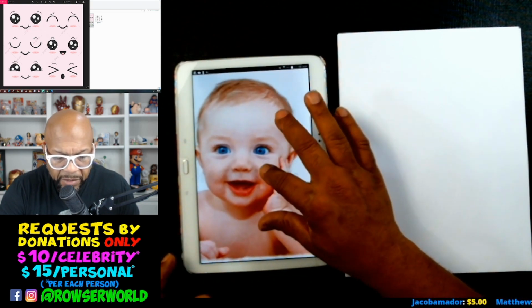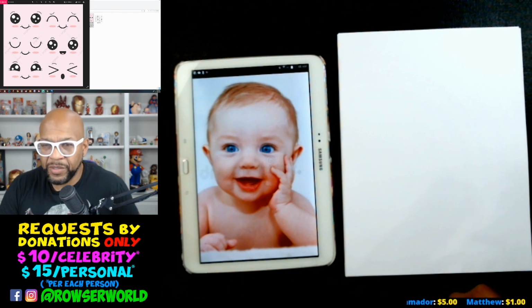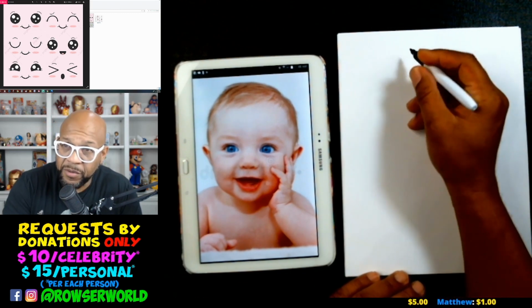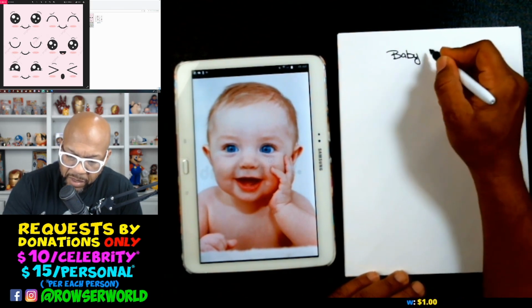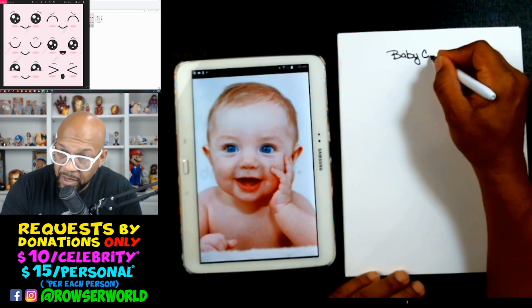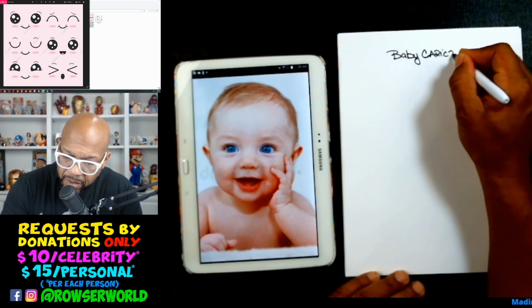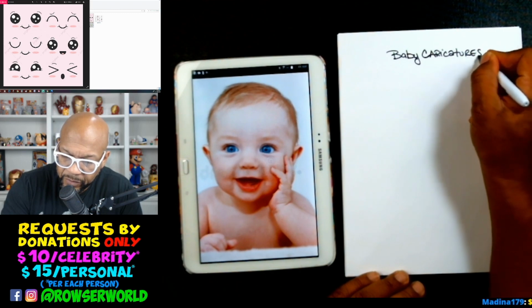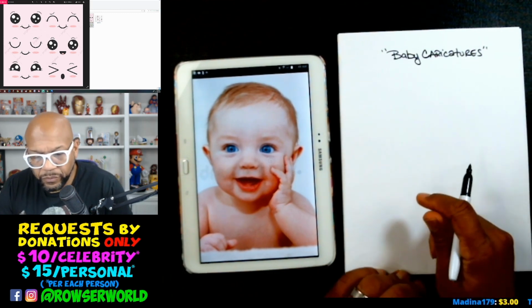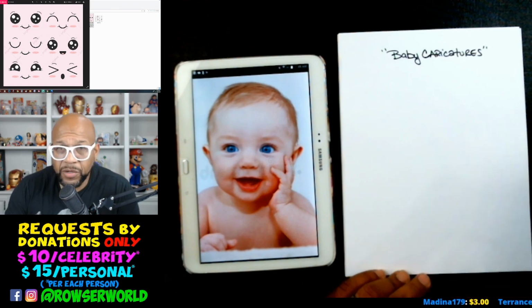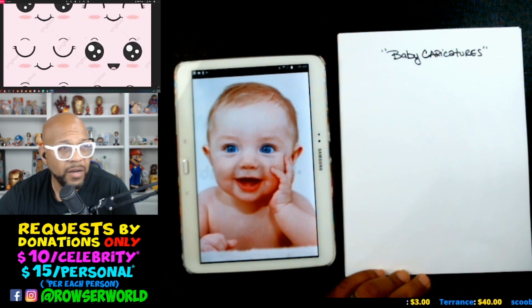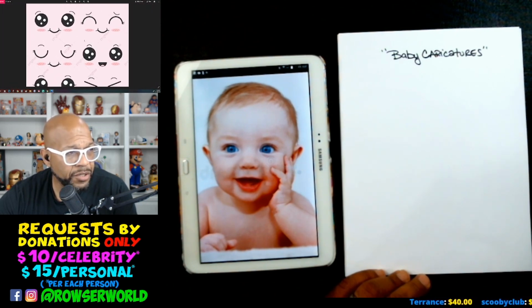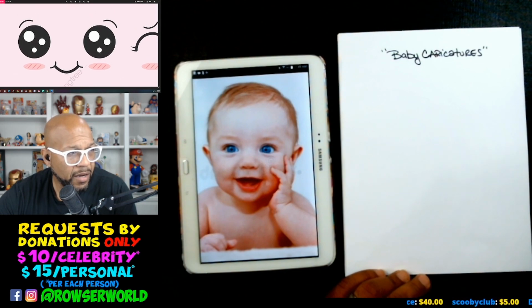So we're thinking, well, how do I plot this picture out in my mind? Well, we're just going to term this baby caricature. All right, so when we draw, if you look at this picture over here that I have on my screen, I want you to look at the relationships of the features, the eyes, and the mouth, and the nose.